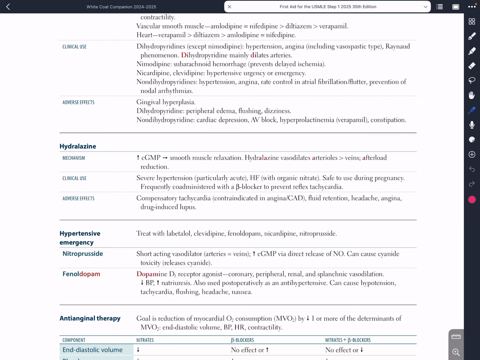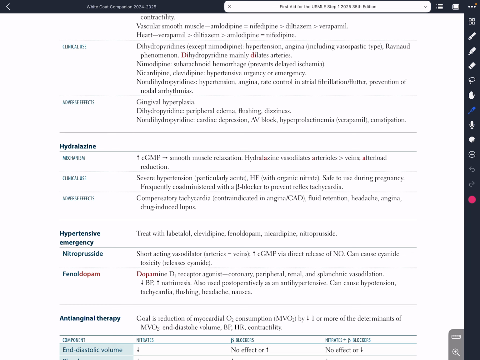Dihydropyridines cause peripheral edema, flushing, and dizziness. Peripheral edema is very common. These are adverse effects of dihydropyridine calcium channel blockers, and you can also see flushing and dizziness.